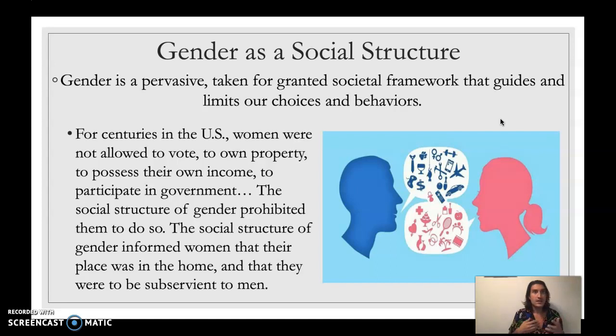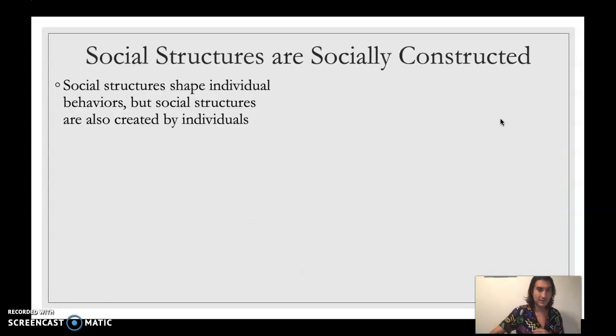Now, is there some inherent or naturally occurring gendered system that says women shouldn't be able to vote or work or possess their own income? No, those were all behaviors or ideas that we as a society collectively agreed upon for a long period of time. And it wasn't until a growing number of women started to stand up and advocate for themselves that this social structure of gender changed and allowed them to access these behaviors that were previously off limits to them. And we'll talk more about that in just a bit here.